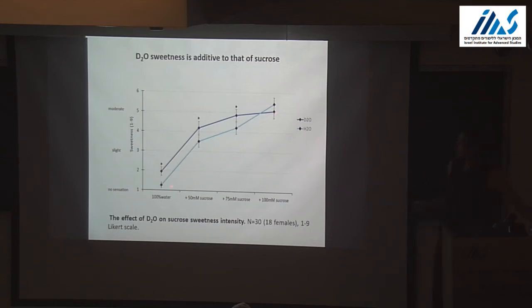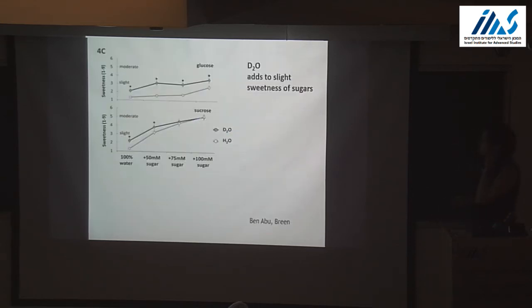But at least at mild sweetness, D2O adds to it. Here we have increasing sucrose solution, one time in H2O, the other one in D2O, and you see that D2O is ranked as sweeter on average by, again, 30 people. And this is the same experiment shown again, but now also with glucose. And again, the D2O solution of glucose is sweeter than in H2O.